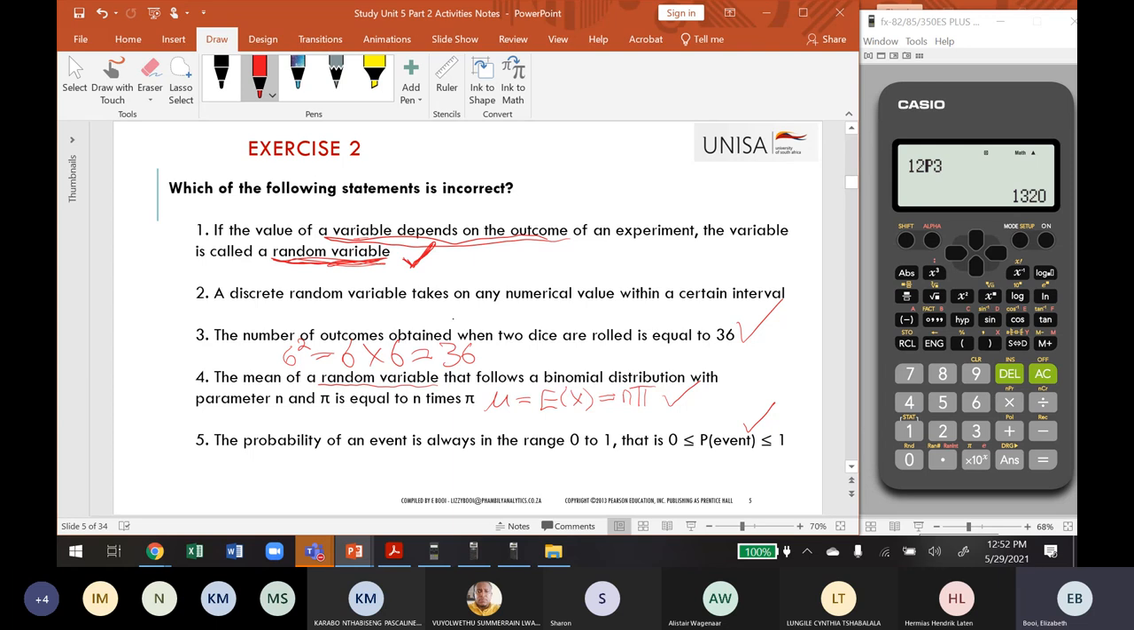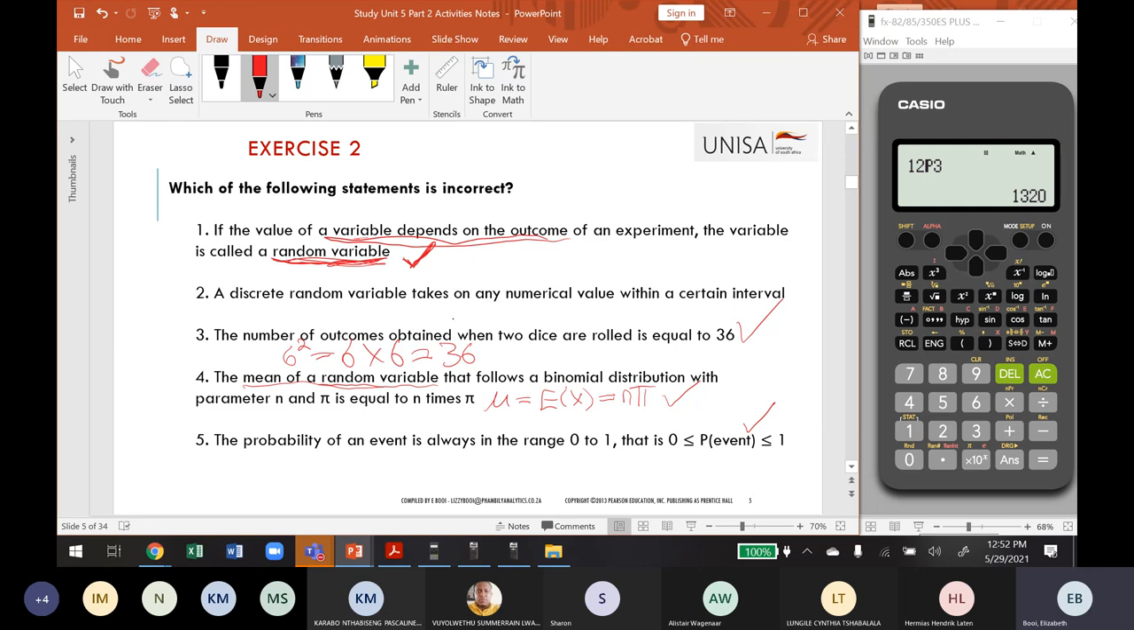Because that's all what they're asking you. The mean of a random variable that follows a binomial distribution with the parameter n and pi is equal to n times pi, or n times the probability of success. That means that is correct.